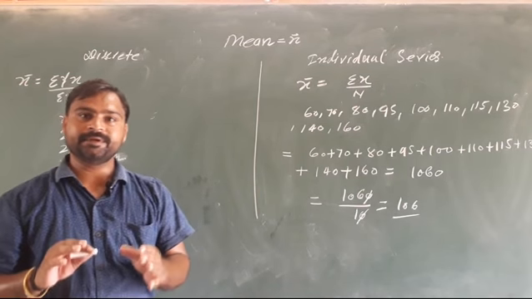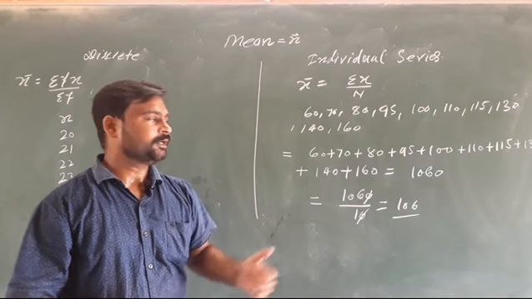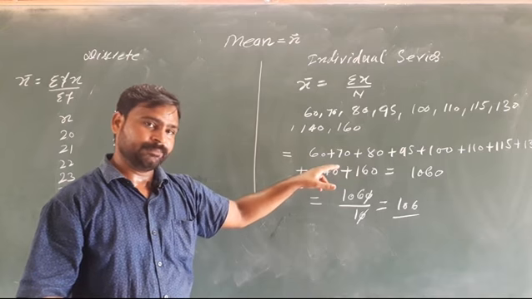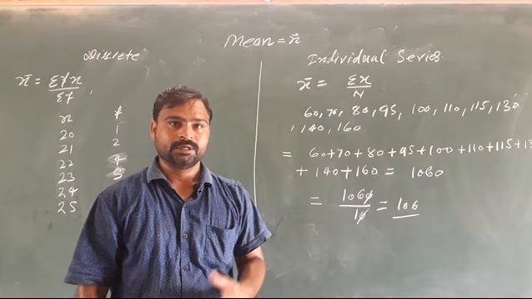So if you are given data series which is individual, means the numbers are written individually, you can find out mean by making the sum total of the data and then divided by the number in the data series.